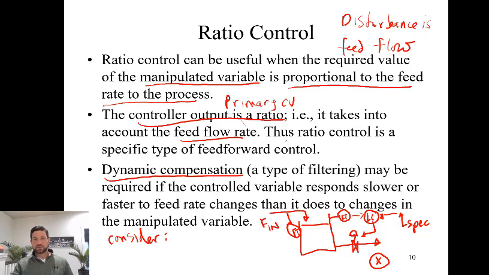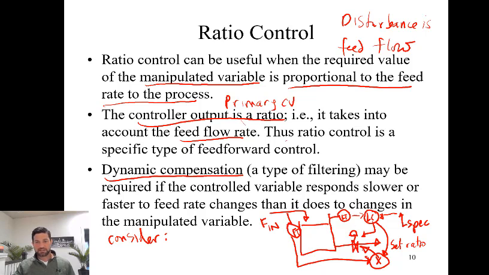So the controller is essentially just going to be a constant value where we take the measurement of the feed flow and we change the manipulated variable. For the ratio controller, the primary control loop is going to set a ratio. So this controller is going to set a ratio, and the ratio controller is going to open and close the valve. In this case, the ratio should be about 1.